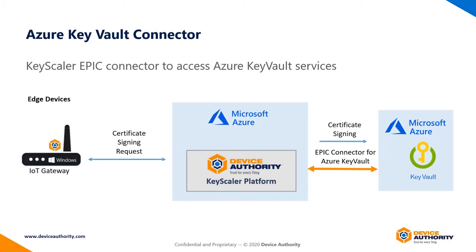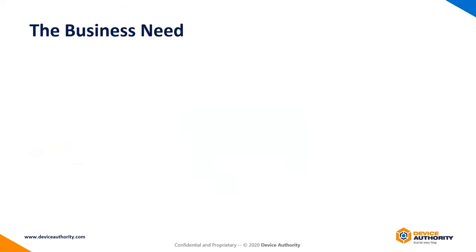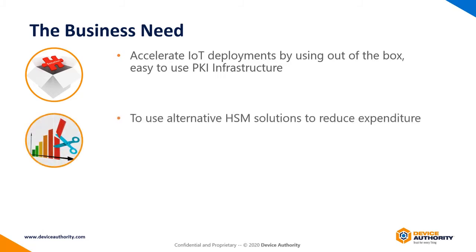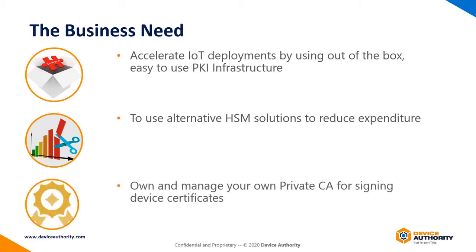Through KeyScaler Control Panel UI, we can use the CA and private key in KeyVault as a quick and convenient way to get device CSRs signed. To accelerate IoT deployments, what is needed is an out-of-the-box PKI solution that addresses the challenges of trust in public CAs, and cost-effective alternative solutions to expensive HSMs, and the ability to manage and control your CA and device certificate provisioning without compromising on security.